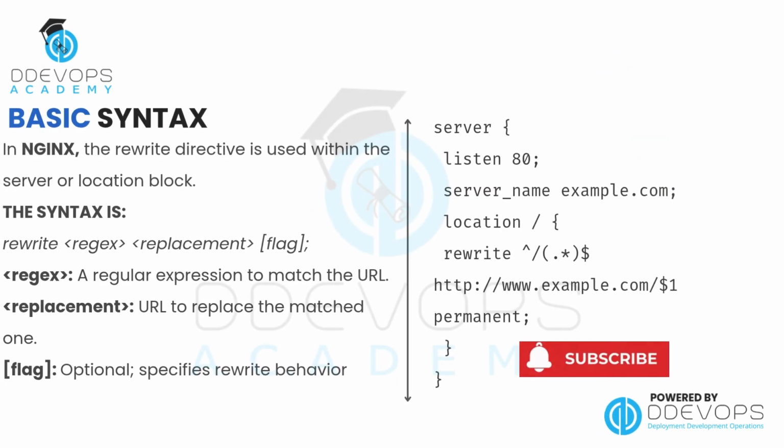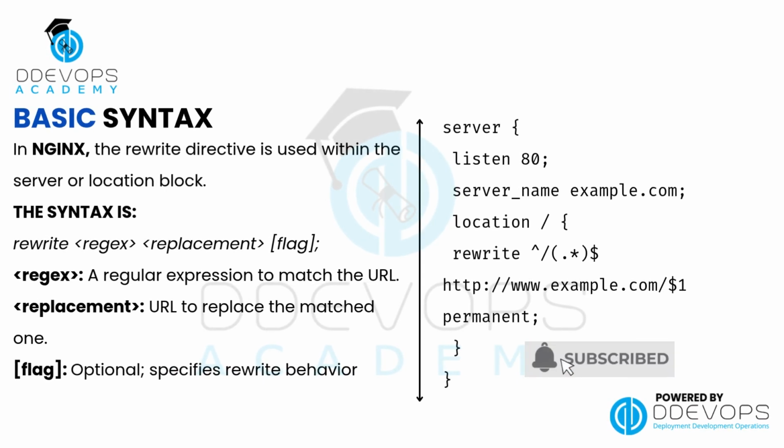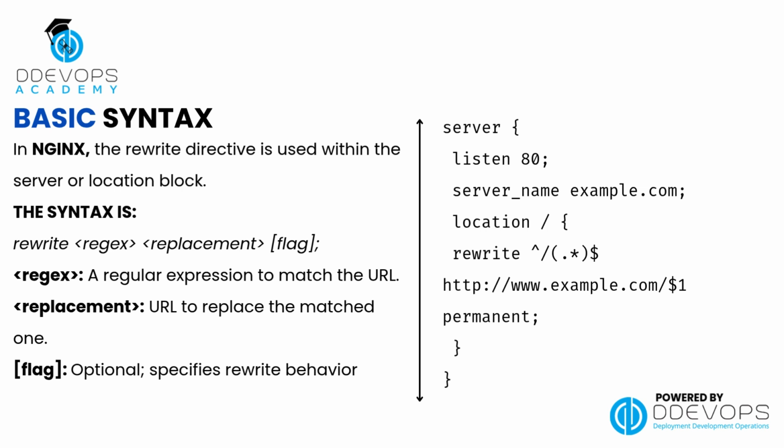Basic syntax. In Nginx, the rewrite directive is used within the server or location block. The syntax is: rewrite regex replacement flag. Regex: a regular expression to match the URL. Replacement: the URL to replace the matched one. Flag: optional, specifies rewrite behavior. Check the example directive for more understanding.